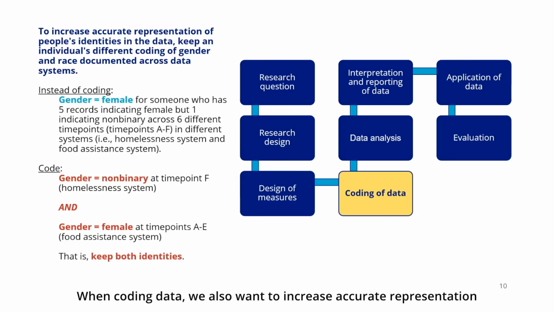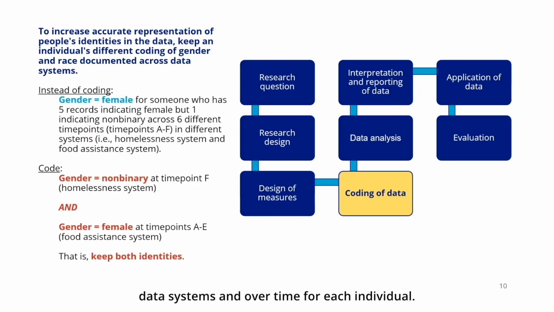When coding data, we also want to increase accurate representation of people's identities in the data and keep different codings of gender and race documented across data systems and over time for each individual. So let's consider someone who has 6 records in various administrative data at different time periods. So say food assistance, homeless services. The first 5 records indicate female as gender, but the last and most recent record indicates non-binary.